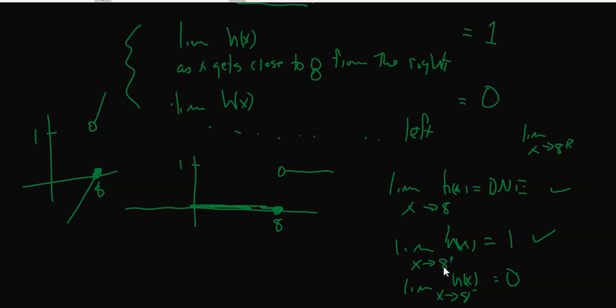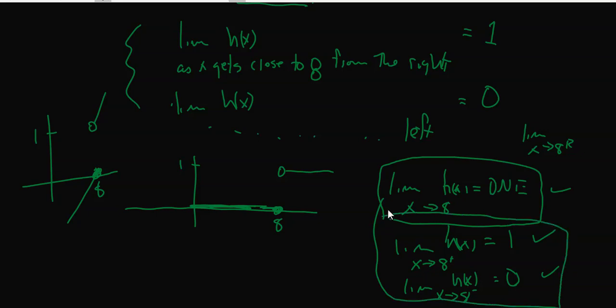as x gets closer and closer to 8, it's 1. As x gets closer from the right, it's 1. And as x gets closer and closer to 8 from the left, it's 0. So now we can say all 3 of these statements. That gives you more information than if I just told you one of them. If you couldn't see the picture and I told you all 3, that would tell you more. So why not have all 3 of them? Now we have this way of denoting from the right and from the left.